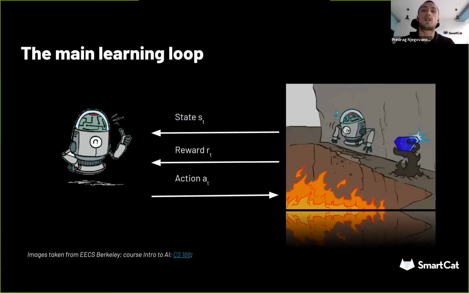Reward is always a numerically represented number. And why is that important? Because we want to define our goal, and our goal is represented with a cumulative sum of rewards. It can be a maximum reward or it can be a minimum reward. It depends on what we try to achieve.